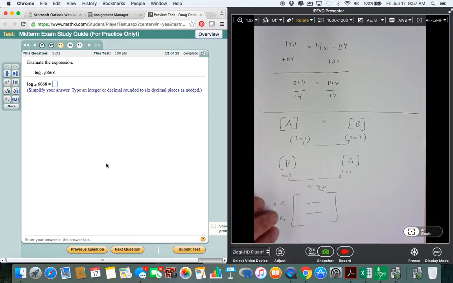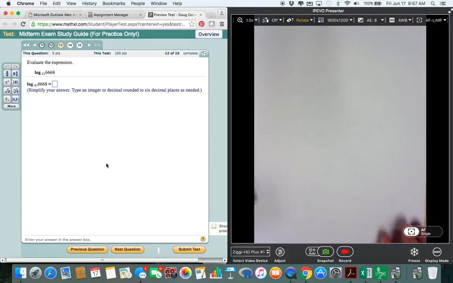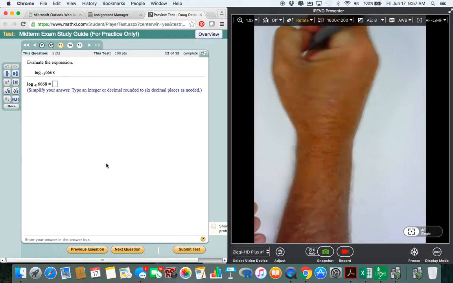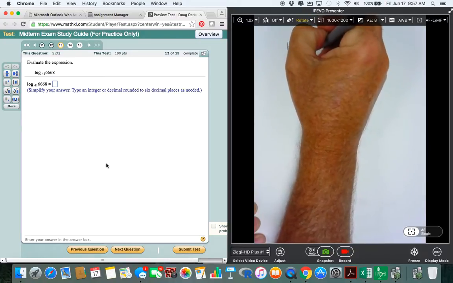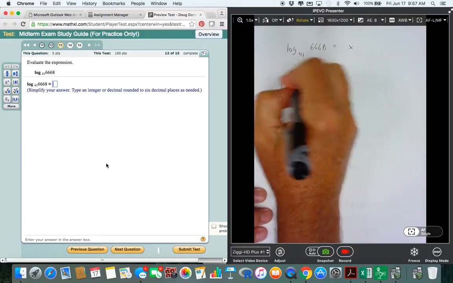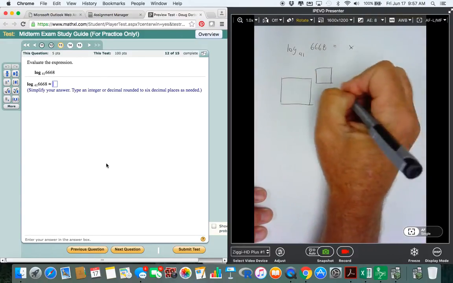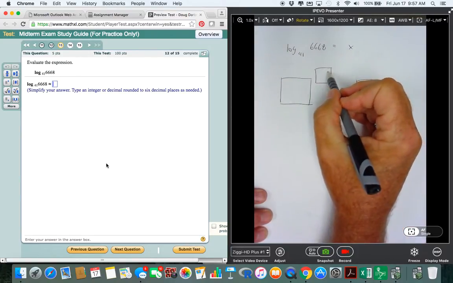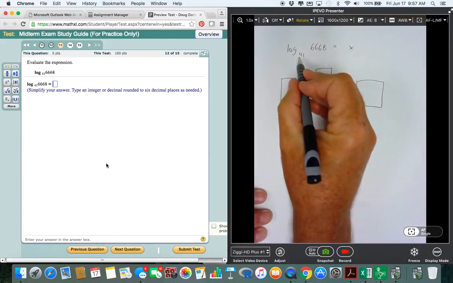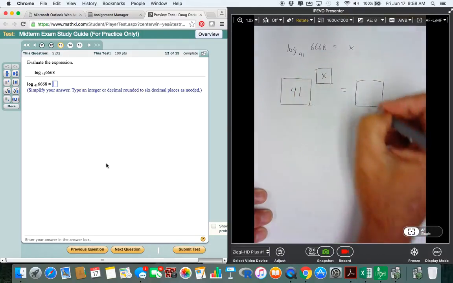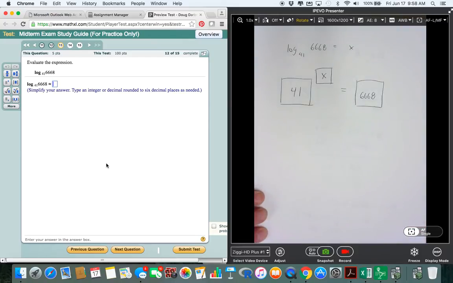I love this problem because this really determines whether or not you know much about logarithms. So log base 41 of 6668 is equal to some value. Now guys, remember again, you got 3 boxes. So what do we got? The answer to a logarithm problem is always your exponent. The base is always the number that the exponent is raised to. The other number is left in the remaining box.